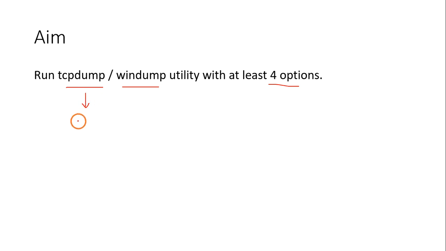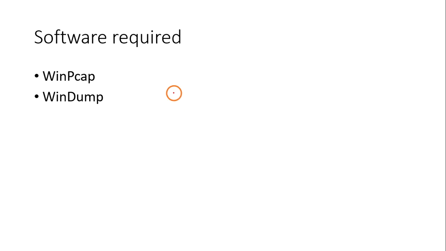And TCP dump was originally developed for Unix operating system, and this WinDump is a port of TCP dump to Windows OS. Okay, so that's why its name is WinDump. So WinDump is just a port of TCP dump for Windows operating system, right? Okay, so the software that is required for completing this program are WinPCAP and WinDump.